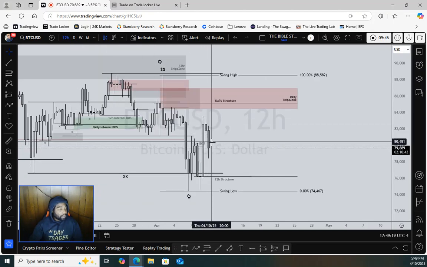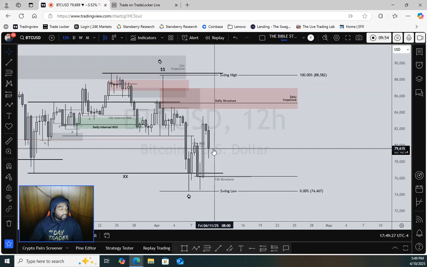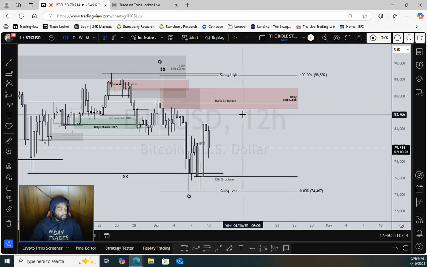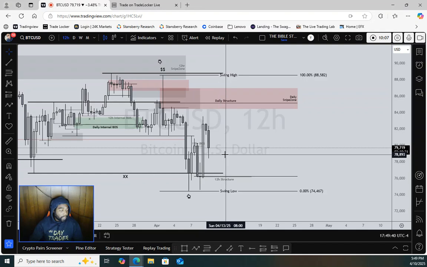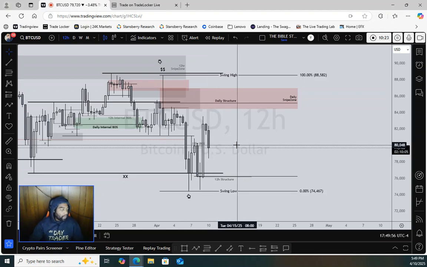On the 12-hour, you see we are encountering a 12-hour internal retracement, where we could wait and see for price to come down, maybe retest the open, retest this level, and give us a continuation to the upside. Or will price create some levels here? We just wait to see what price is creating, what the candles are telling us the market is doing and essentially going to do.